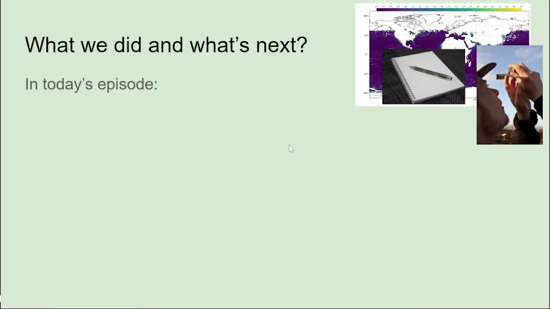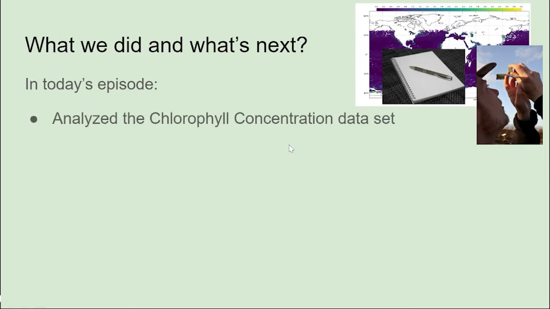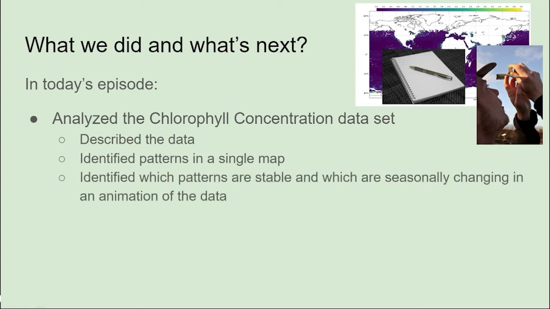In today's first part of the episode, we analyzed the chlorophyll concentration data set. We went ahead and picked it from the Earth System Data Explorer, and we began to look at patterns that existed in the data. So we described the data, we identified patterns in a single map, and then we identified which patterns are stable and which are seasonally changing in an animation of the data, and by also looking at a 4-panel plot with 4 maps, one from each season.